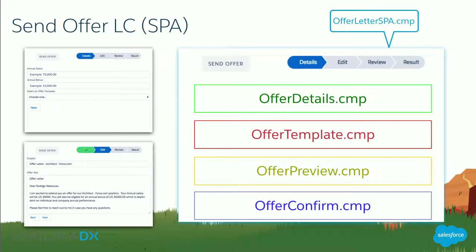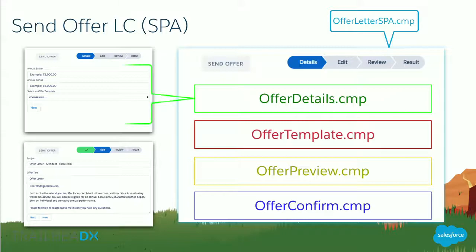And inside this parent Lightning component, we make references to these 4 child Lightning components: offer details, offer template, offer preview, and offer confirm. And we expose each child inside the parent, one at a time, whenever the user hits those stages in our SPA.